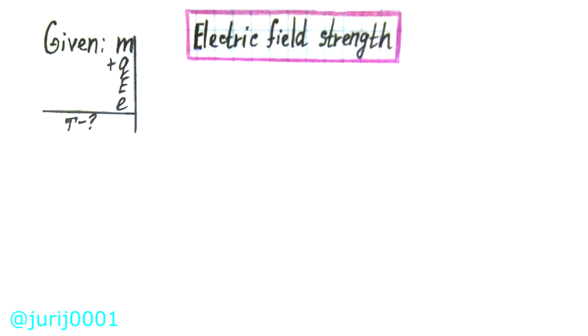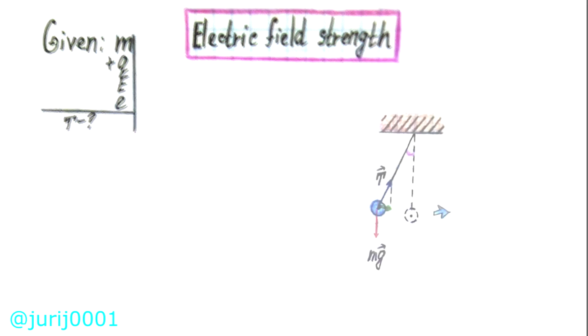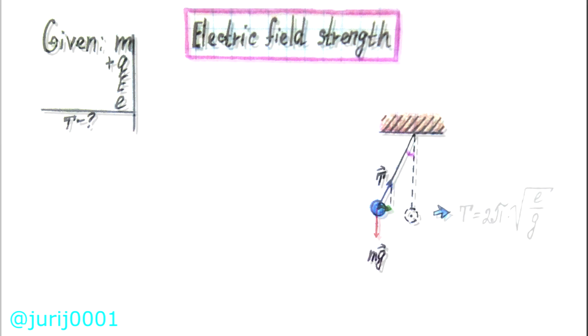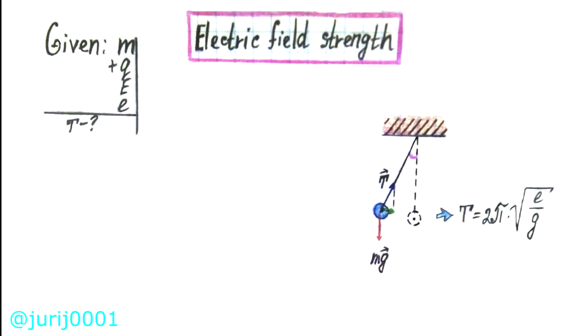In order to solve this problem, you need to imagine a simple mathematical pendulum that oscillates only under the influence of gravity. In this case, the letter T indicates the tension force of the thread. The resulting gravity and tension forces of the thread are directed to the position of stable equilibrium. In this case, the oscillation period is determined by the formula known to you.